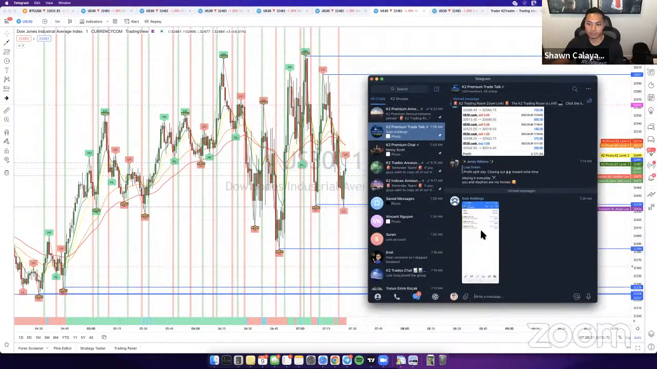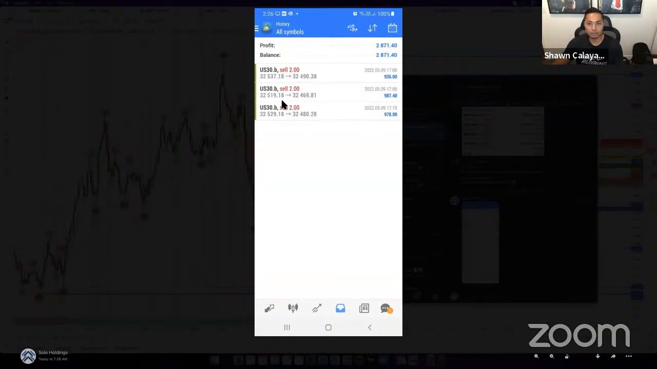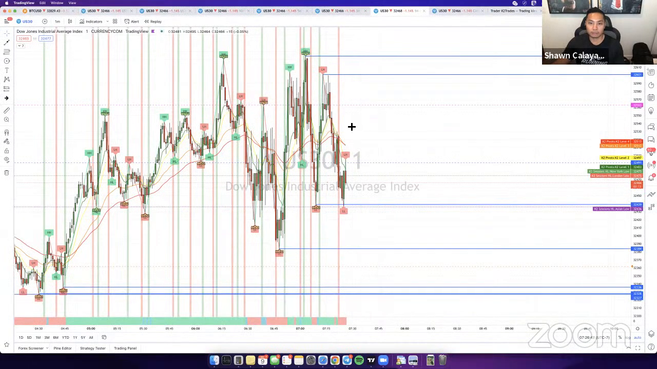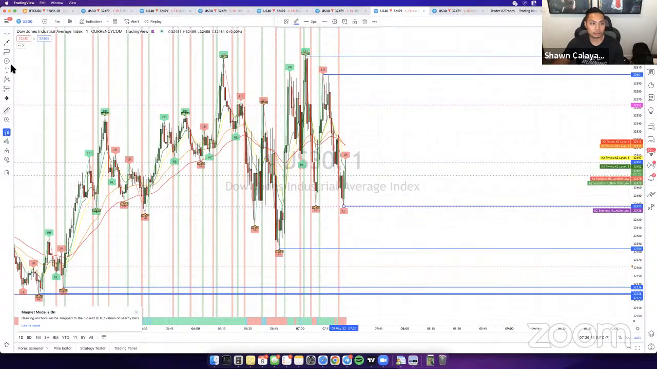Solo just sent in his profits. Nice work, Solo. Solo over here has been taking some pretty good trades, locked in a total of 2,871 for the day. Great work, Solo. Other than that, let me see. I'll just update this real quick. The liquidity is down below now. And then we have another one right over here.